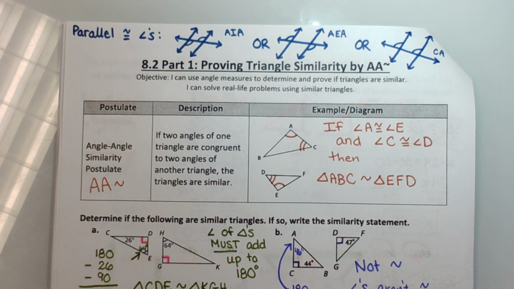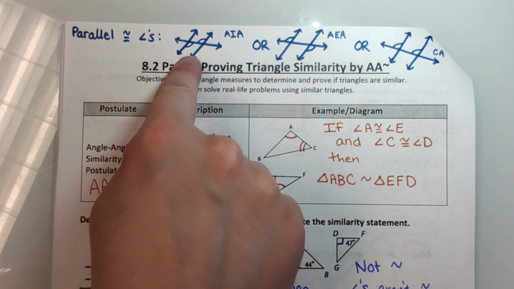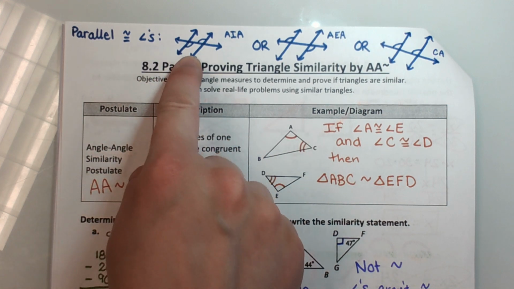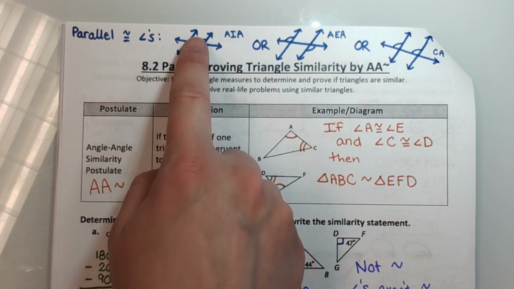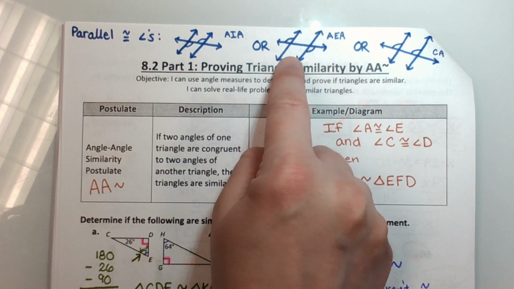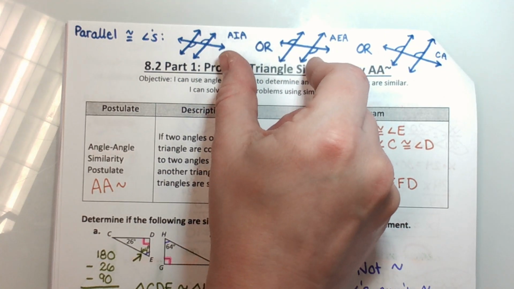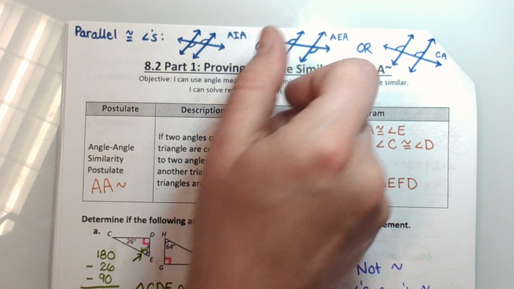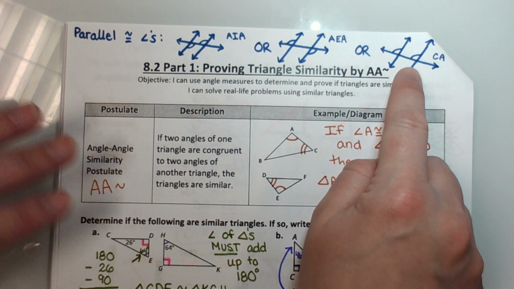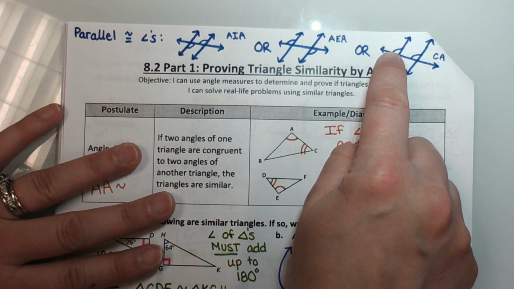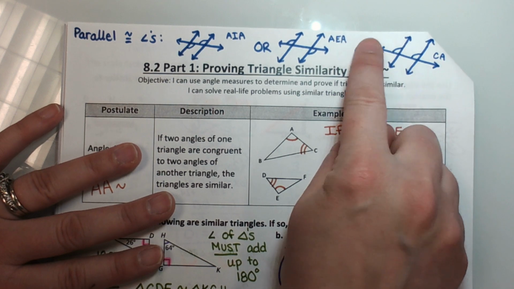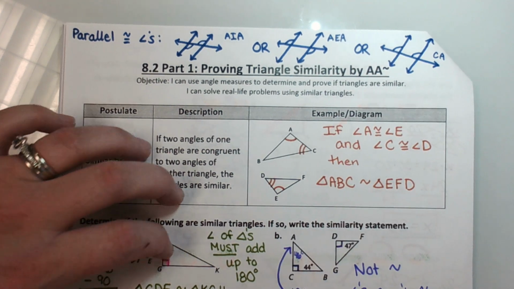Those setups for parallel lines give us congruent angles. Alternate interior are angles between the parallel lines, but on opposite sides of the transversal, opposite sides of the line going through. Alternate exteriors are outside of the parallels on opposite sides of the line going through, and corresponding, one's between the parallels, one's not between the parallels, but they're on the same side of the line going through the parallel lines.